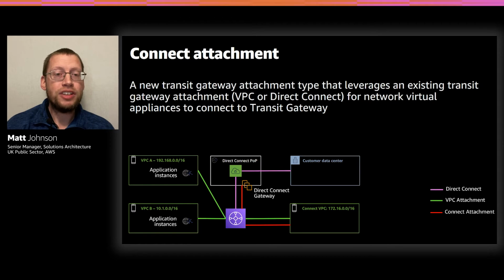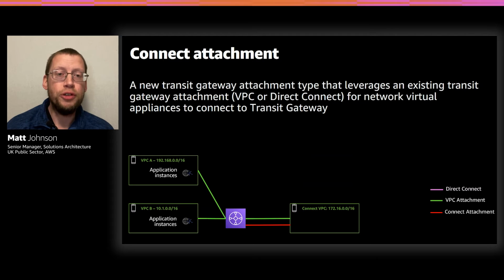So what we then have is a Connect attachment. And a transit gateway, this is a new transit gateway attachment type that builds on top of an existing transit gateway attachment. So either VPC or, as we've added to this diagram now, a direct connect attachment. And then that allows our network virtual appliances to connect into Transit Gateway. But for the rest of this slide, we'll remove the direct connect component and we'll just focus on the connectivity for the VPC. So here you can see we've established a connect attachment over the VPC attachment into the Transit Gateway.